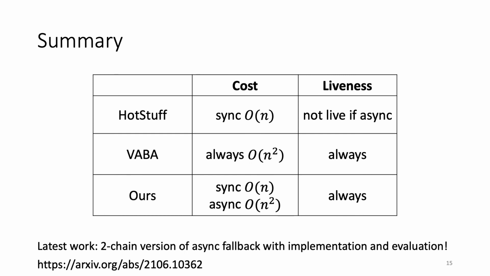To conclude, our protocol achieves the best of both worlds, meaning it has linear cost under synchrony and quadratic cost under asynchrony, and it always makes progress and is adaptive to the network conditions. In our latest paper, we derive a two-chain version of our protocol, and we also have an implementation and many evaluations on the actual performance of the protocol. If you are interested, you can check out this arXiv paper.